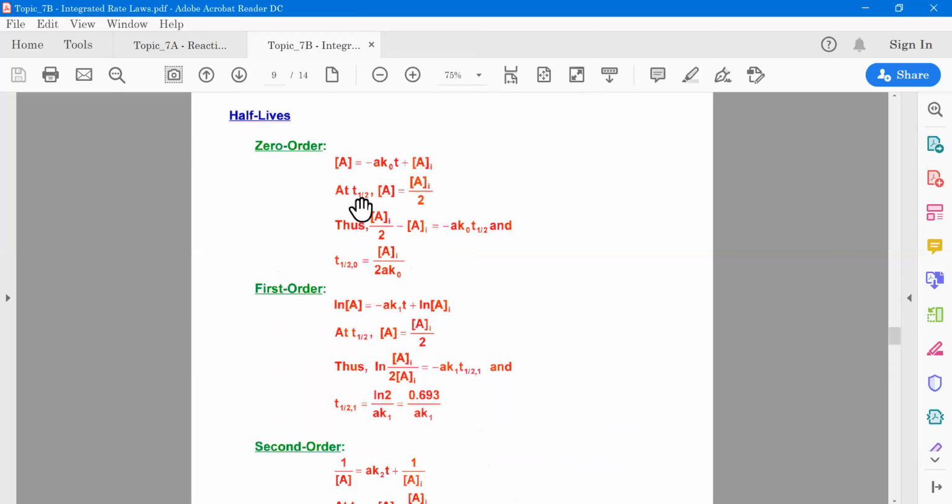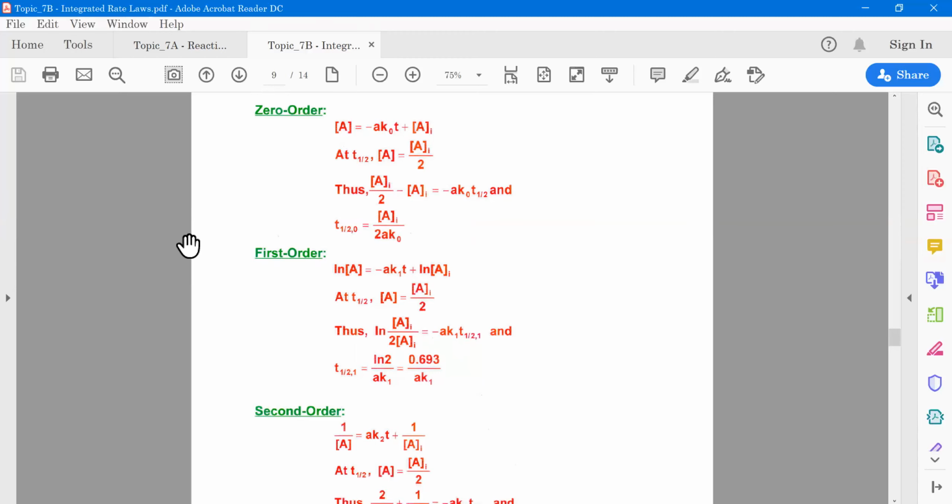And if we now say at T sub 1/2, then the concentration of A will be half the initial concentration. So that's expressed here. And so if we now rearrange this, put in for A 1/2 of A sub I over here, and rearrange it and solve for the half-life, the time now is T sub 1/2, we get that the half-life is the initial concentration divided by 2 times the rate constant times a, whatever the coefficient a may be.